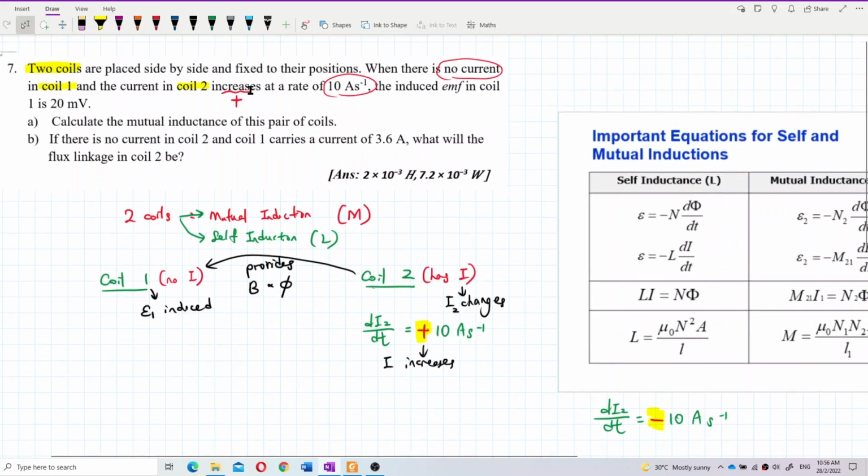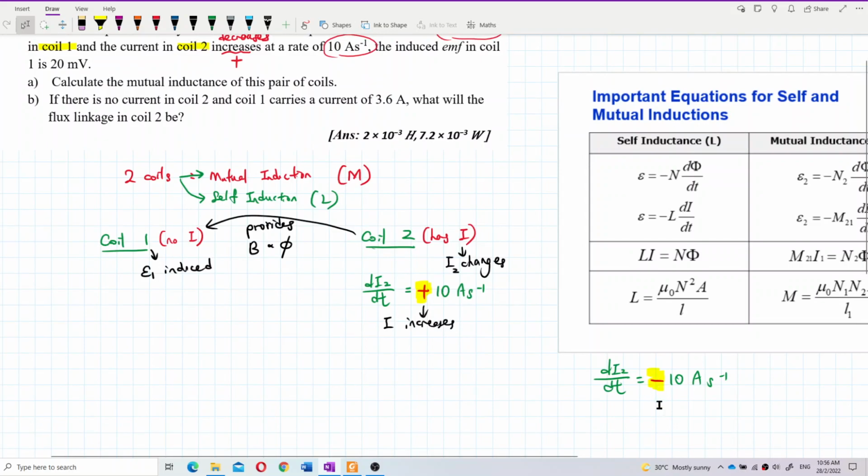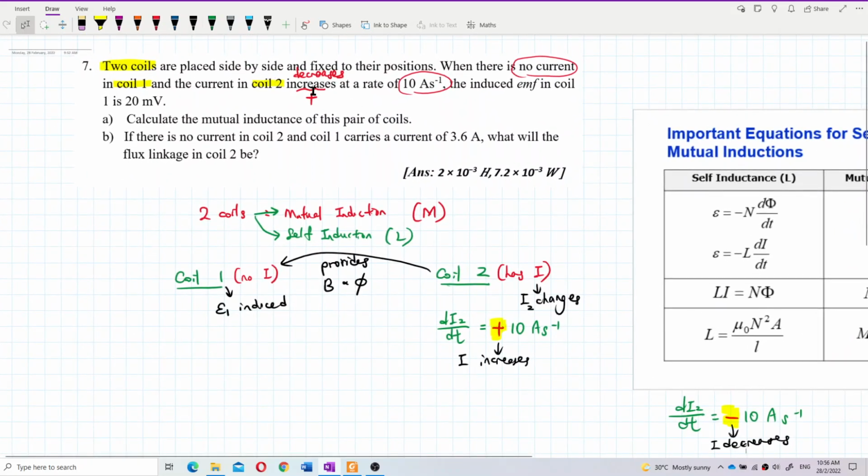If the question says decreases, for example, the current in coil 2 decreases at the rate, then here you should put negative. Understand? Very important. If you don't put the negative, then you are wrong. Negative means the current decreases. If it says increase, then it's positive.